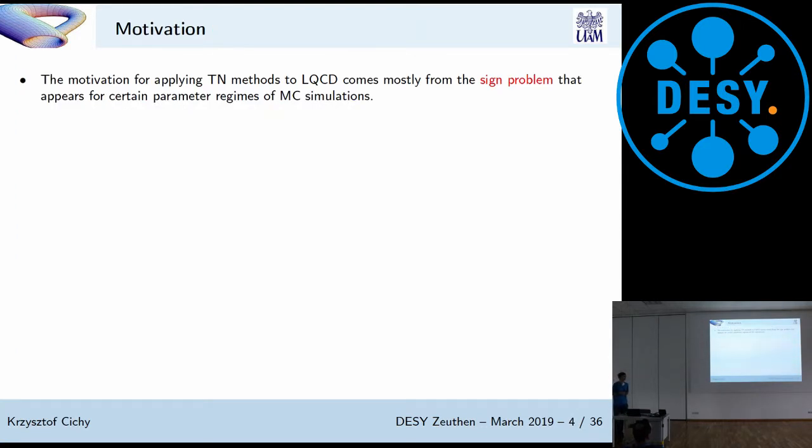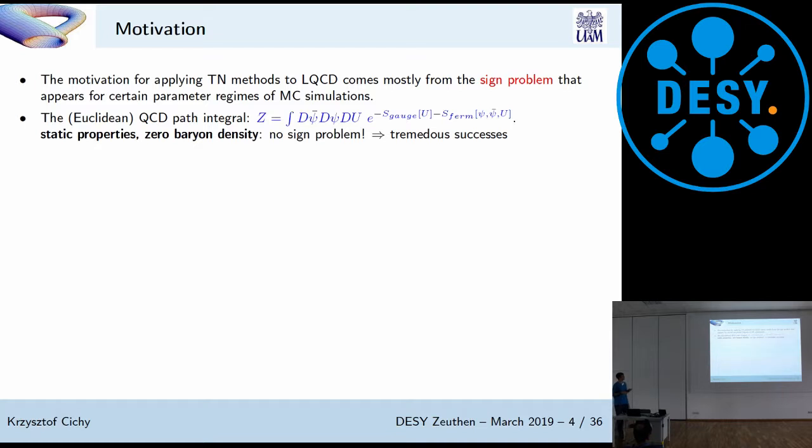Okay, the motivation for doing this work comes mostly from the sign problem that you encounter in the traditional approach to lattice QCD. So you have the path integral. It works in Euclidean space-time, and if you are interested in static properties at 0 baryon density, you do not have the sign problem, and this has led to tremendous successes of lattice QCD with many computations at the percent level of precision or even per mil. But if you want to do real-time dynamics, then basically you cannot say much. Basically, these methods cannot work then.